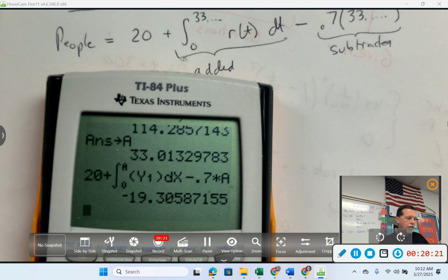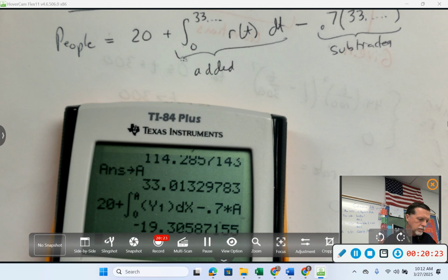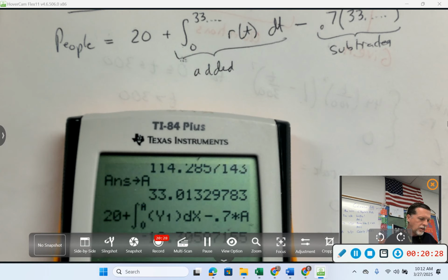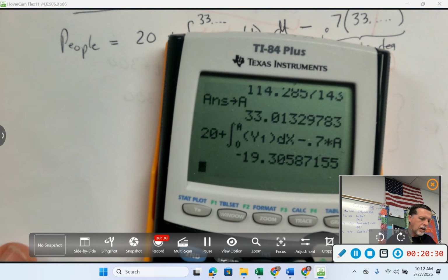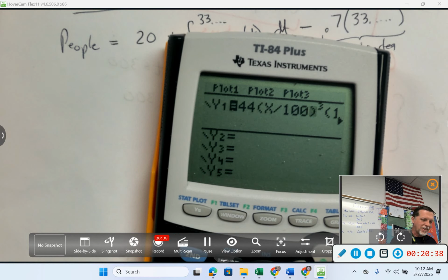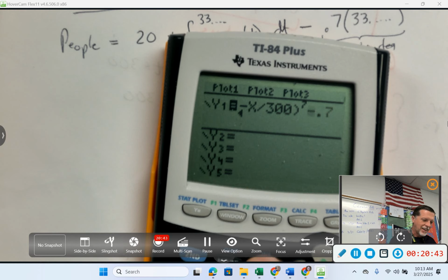Uh-oh, what did I do wrong? Did something wrong, because we shouldn't have negative people in line. Oh, I know what I did wrong. You might know what I did wrong. Oh, this is a dumb mistake. My y1 changed because I put in the minus 0.7. So I need to get rid of that. I did that for the graphing purposes.